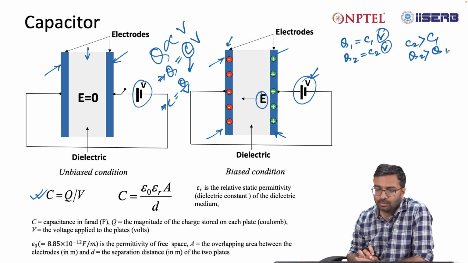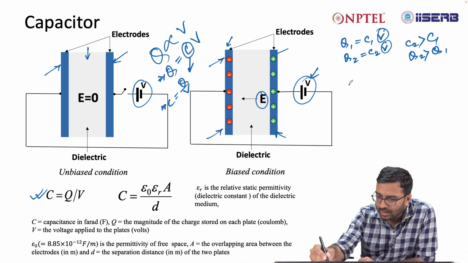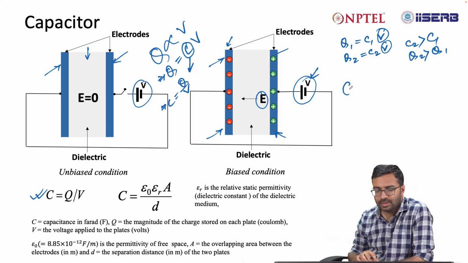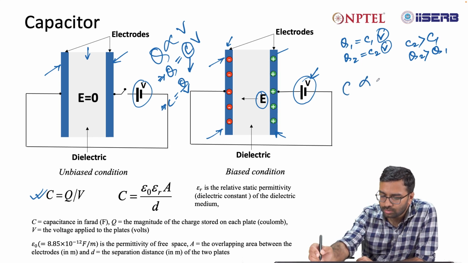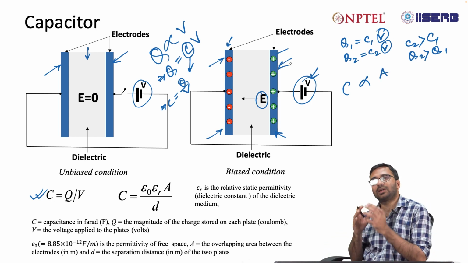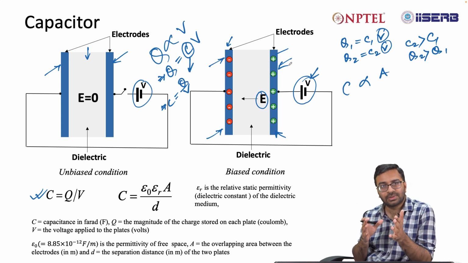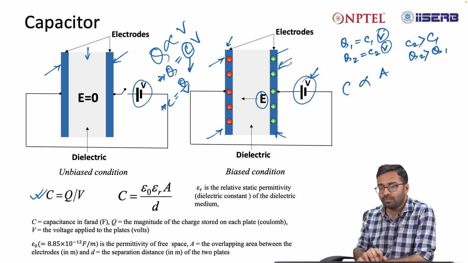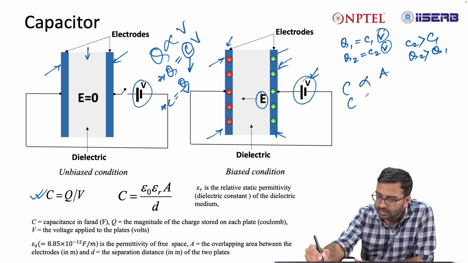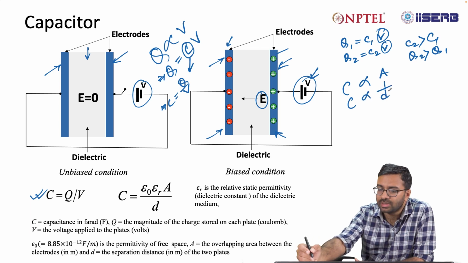Now, this capacitance is proportional to the area of the electrode. If the area of the electrode is high, more charges will get stored in those plates. So it is proportional to the area. At the same time, this capacitance will be inversely proportional to the distance.